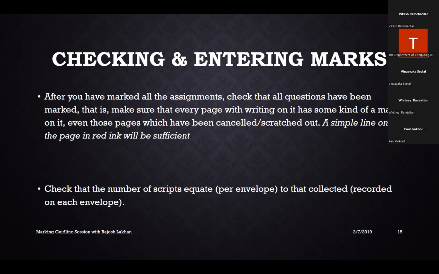And then you have to change the mark on the mark sheet, and the whole thing again. So you don't want, as much as possible, to make errors that could be easily avoided. Right? So check that the number of scripts per envelope equals that collected or recorded on the envelope. So same thing, right?